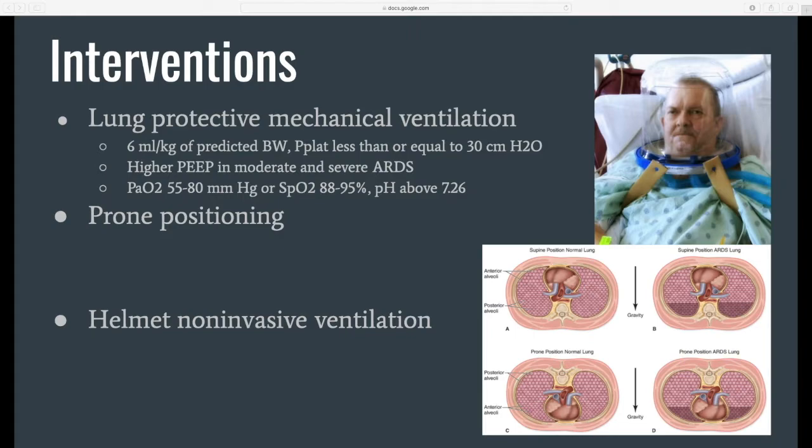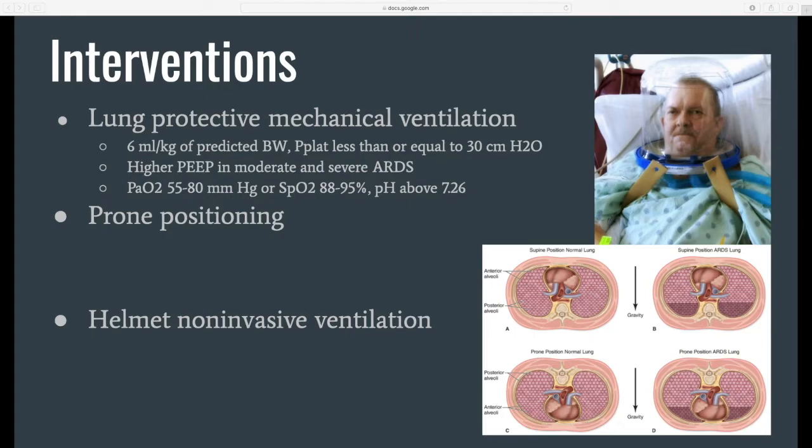The reduced tidal volume limits volume trauma and atelectrauma. Another intervention is prone positioning for patients with a PF ratio less than 150 for at least 16 hours a day. It's thought to facilitate more homogeneous inflation and more uniform distribution of mechanical forces throughout the injured lung.